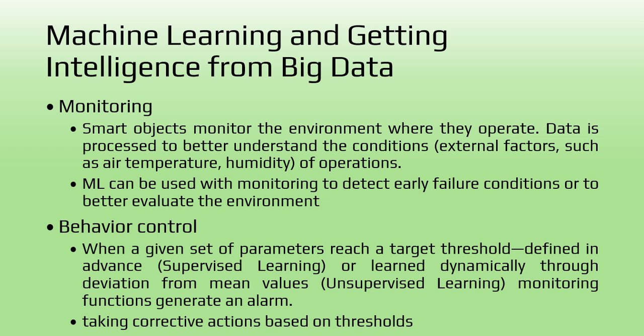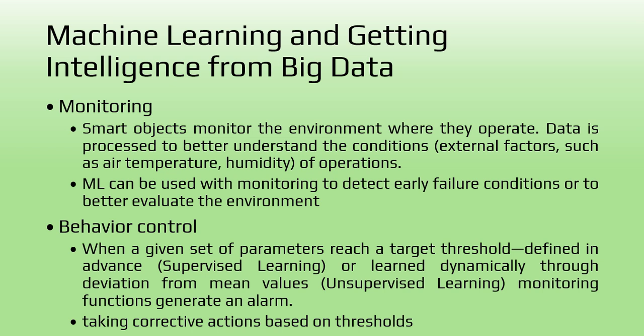Data is processed to better understand the conditions, like external factors such as temperature or humidity, depending on the sensor. ML can be used with monitoring to detect early failure conditions or to better evaluate the environment. So first of all, we are monitoring the scenario using the smart objects in the IoT.